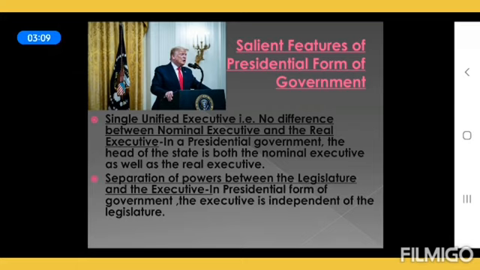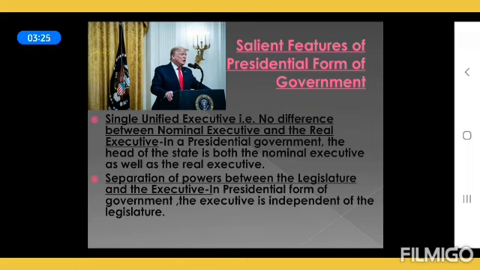So in the presidential form, the office of the president is the most powerful office, whereas in the parliamentary form of government, the office of the prime minister is the most powerful office.